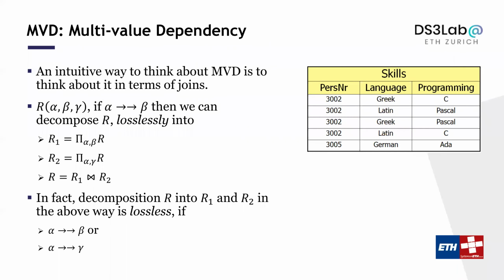In fact, the decomposition of R into R1 and R2 is lossless if you have an MVD from alpha to beta, or an MVD from alpha to gamma.